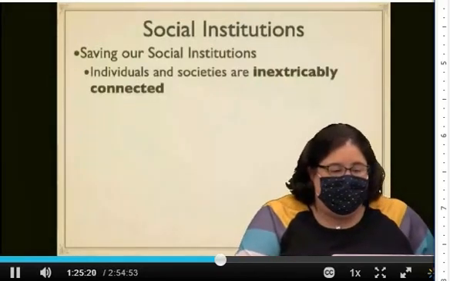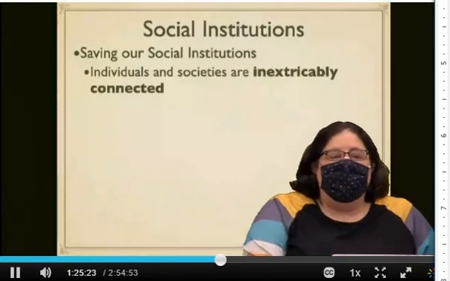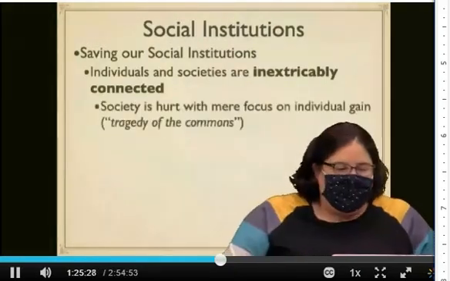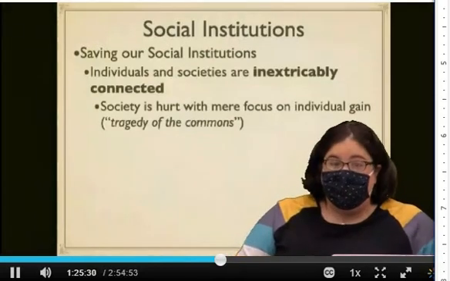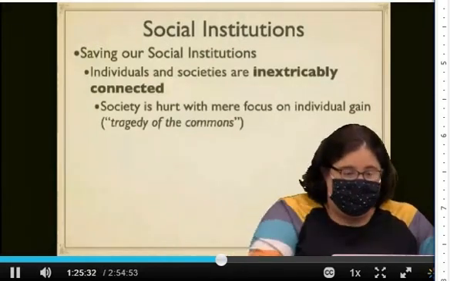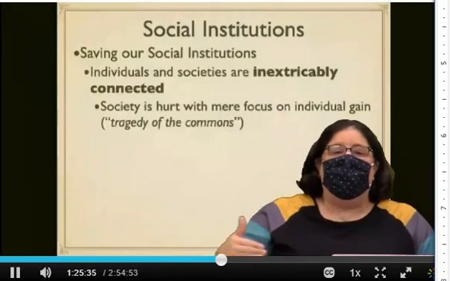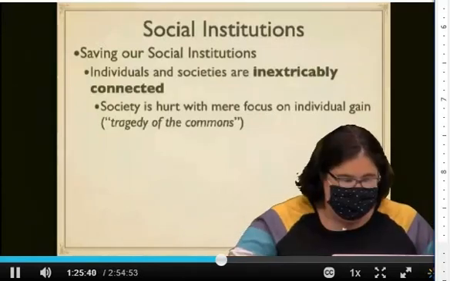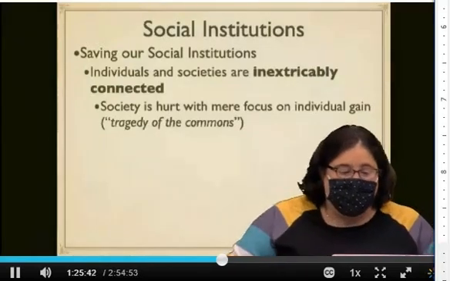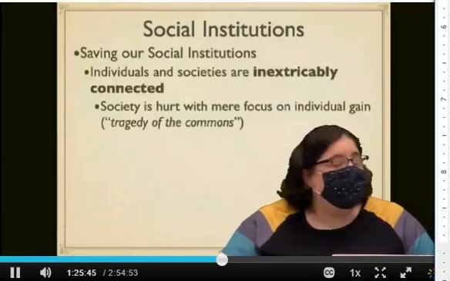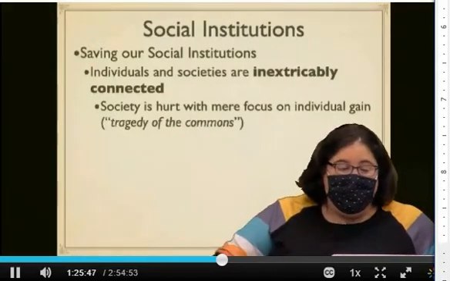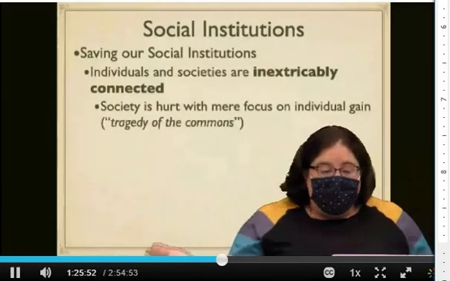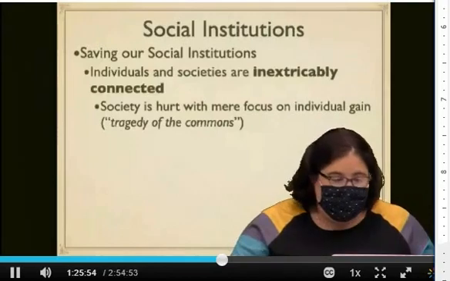So one of these issues that we need to overcome is something called the tragedy of the commons, which is a philosophical argument that says that society is hurt. Society loses out when the members of society focus only on individual gain, right? When individuals act only in their own best interest and deplete a resource, that resource can no longer be used in the future by anyone, right?